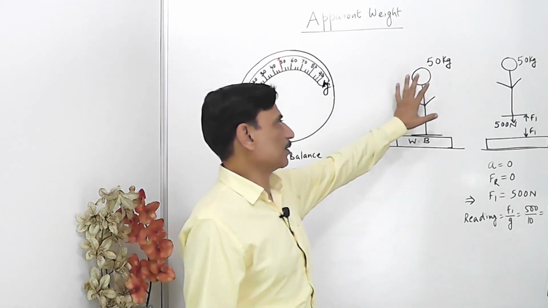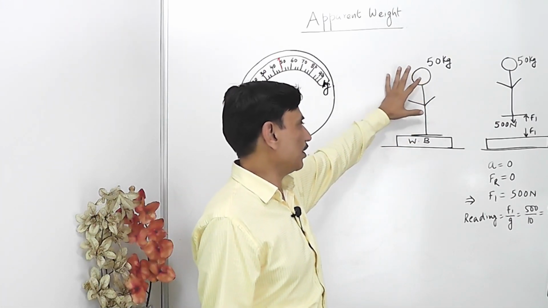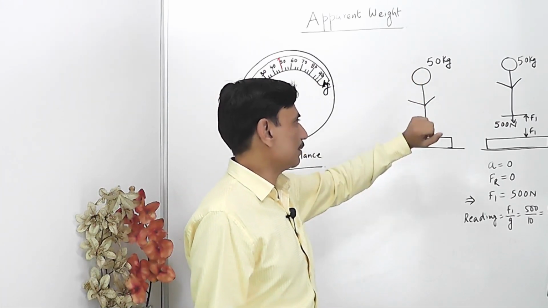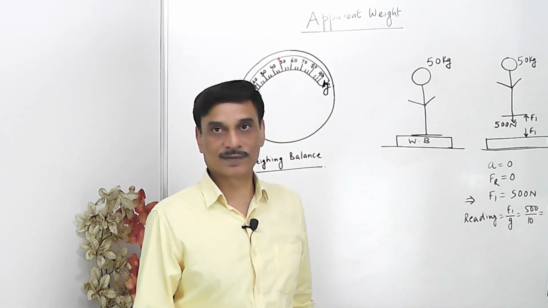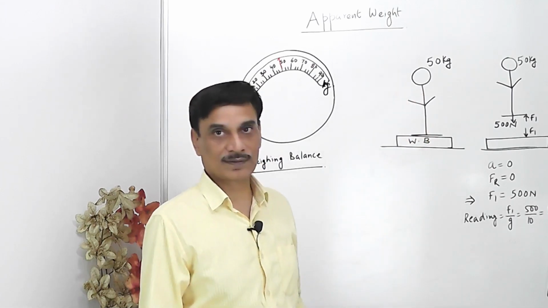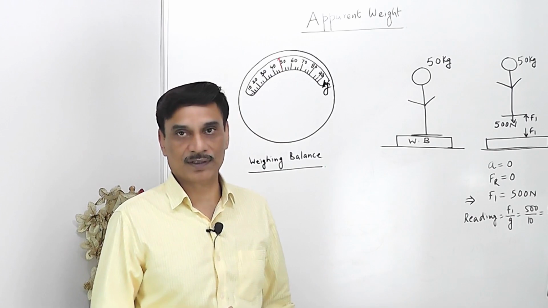Let's say this person is 50 kg. This is a side view of a person, a 50 kg person; this is the best I could draw. He or she is standing on a weighing balance. Let's draw the free body diagram for this whole thing and see what is happening over here.